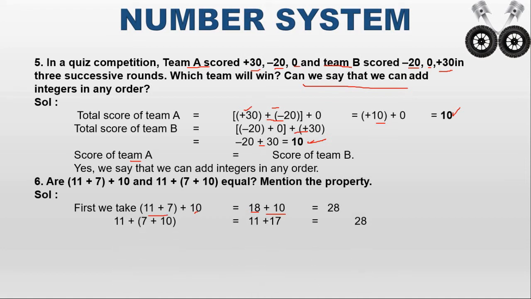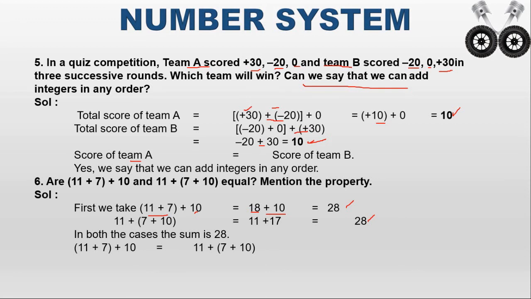What is the second condition given here? 11 plus, within a bracket, 7 plus 10. So what is the order of operation? The bracket should be executed first. So 10 plus 7 is 17. So 11 plus 17 equals 28. So here both the conditions have the same answer, 28.